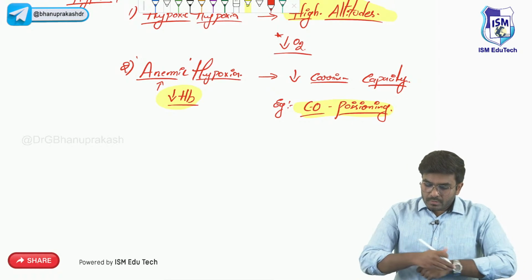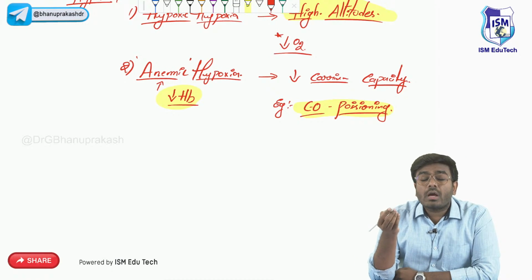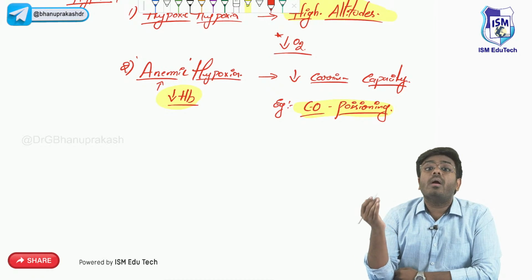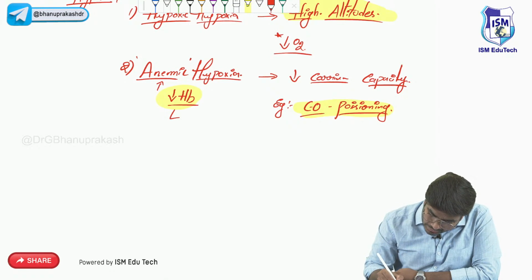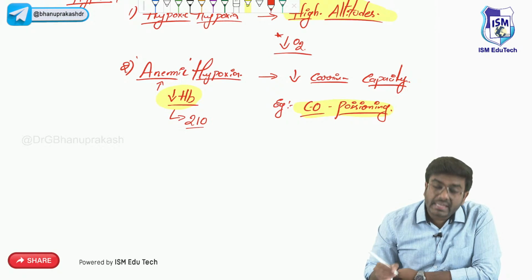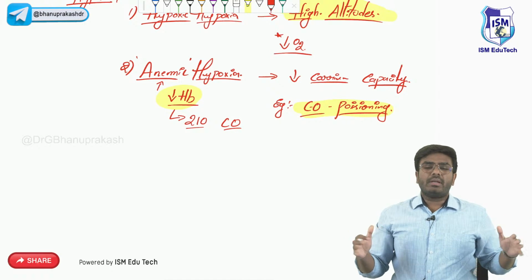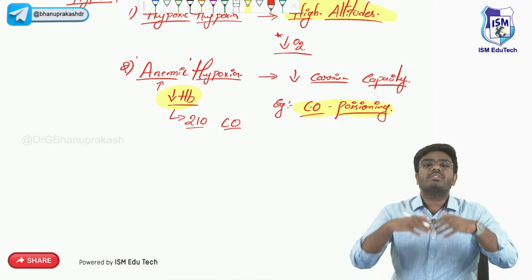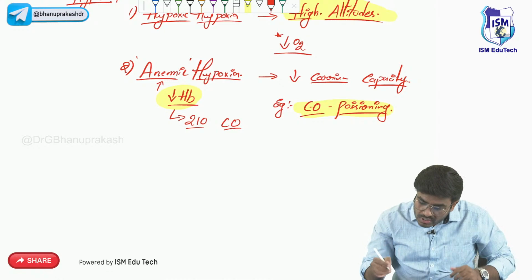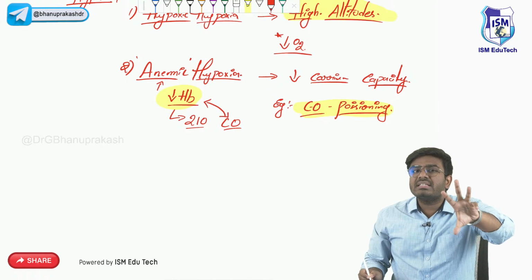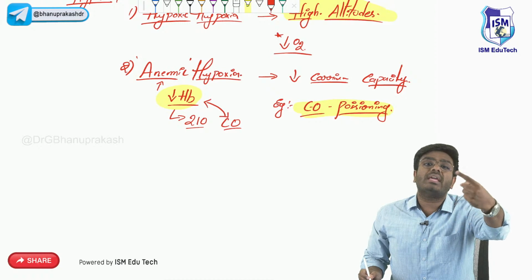Okay, now see, we have studied that carbon monoxide is a molecule which has higher affinity for the hemoglobin molecule. Hemoglobin has 210 times higher affinity for carbon monoxide. So, what just happened? Now, I got caught in a room where there is so much carbon monoxide. Now, that carbon monoxide is binding with the hemoglobin, so that oxygen cannot bind to the hemoglobin.